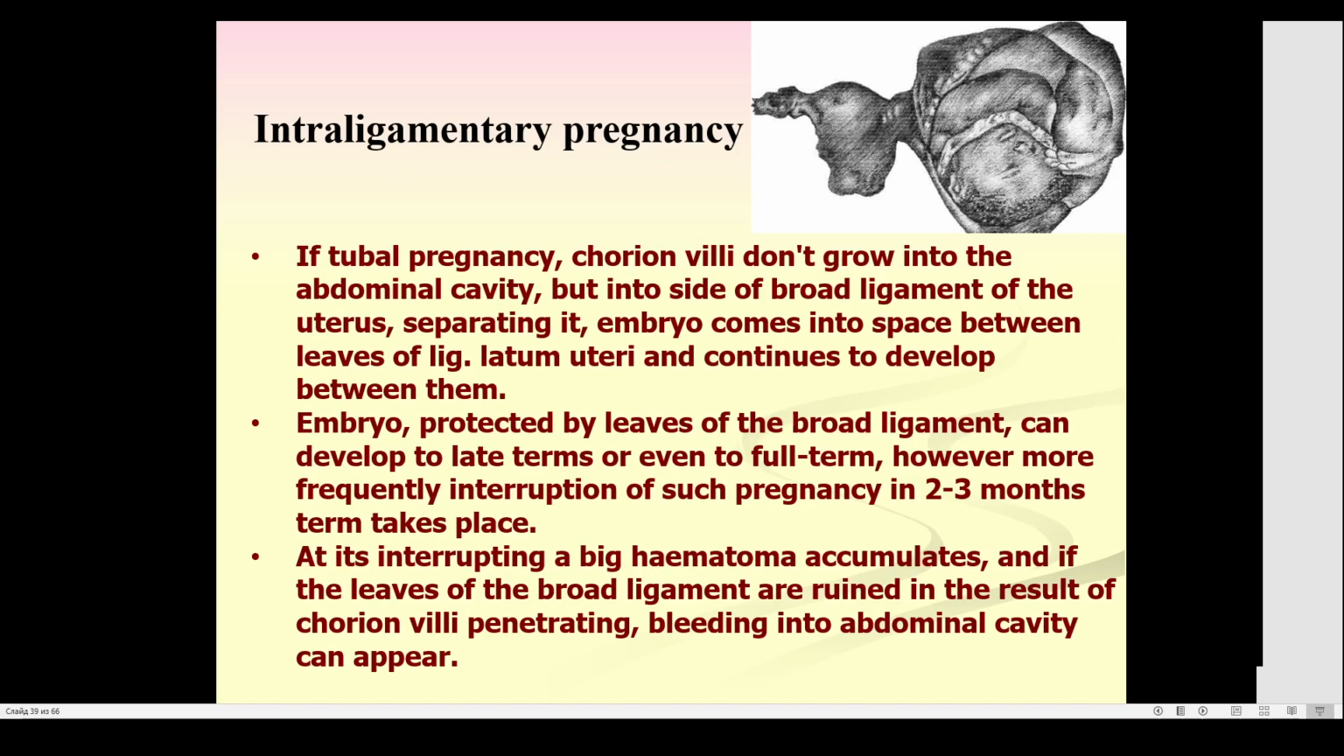An embryo protected by the leaves of the broad ligament can develop to a late term or even to full term. However, more frequently interruption of such pregnancy takes place at 2-3 months. At its interruption, a big hematoma accumulates, and if the leaves of the broad ligament are ruptured as a result of chorionic villi penetrating, bleeding into the abdominal cavity can appear.